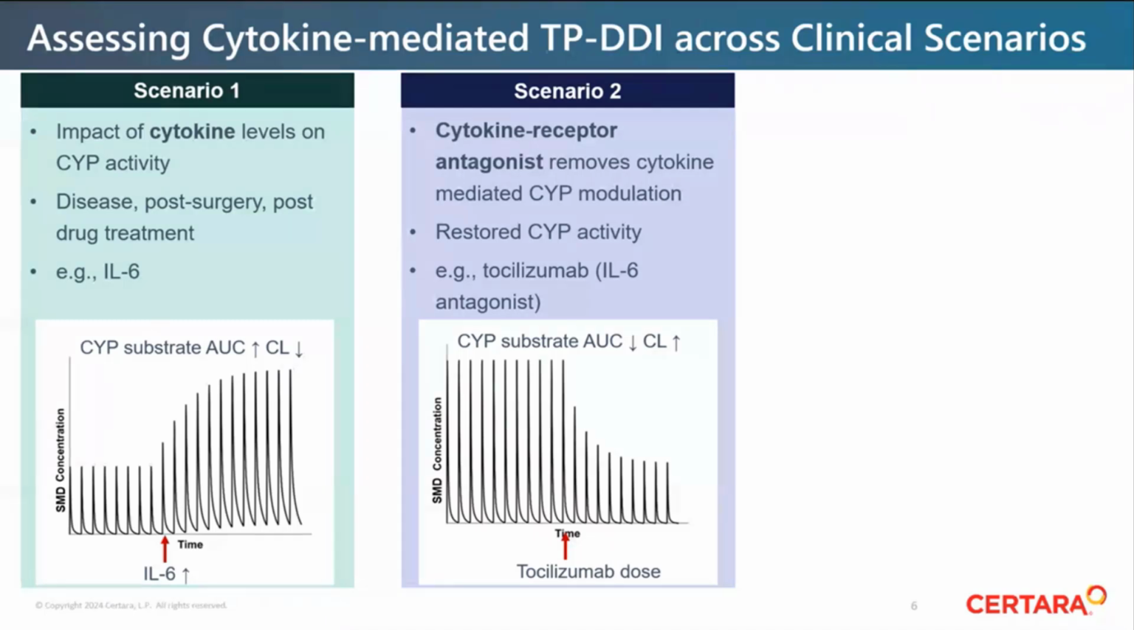So basically, the cytokine receptor antagonist prevents the cytokine from binding to its receptor, which will reduce the level of cytokine receptor complex, and subsequently release the suppression of CYP enzyme. As a result, you will see the CYP activity restored and the decrease of the drug exposure, increase of its clearance, as you see from this plot here. When you dose tocilizumab, which is the cytokine receptor antagonist, you will see the small molecule drug exposure decrease where there's CYP activity restored.